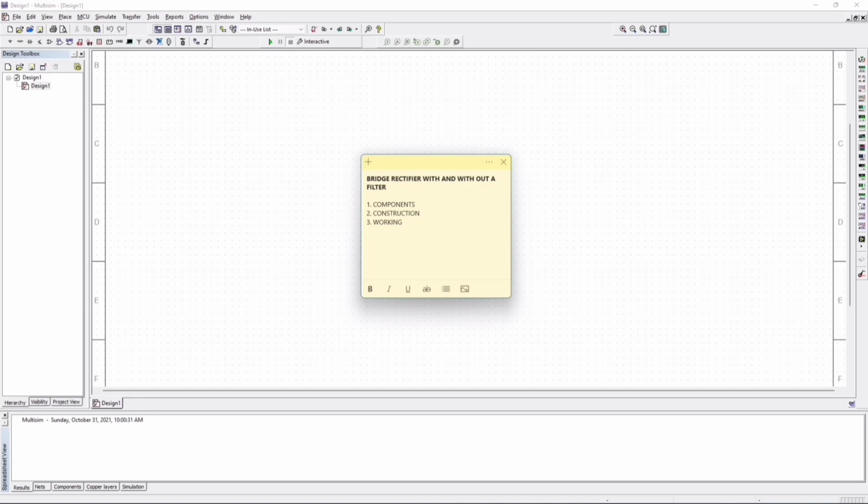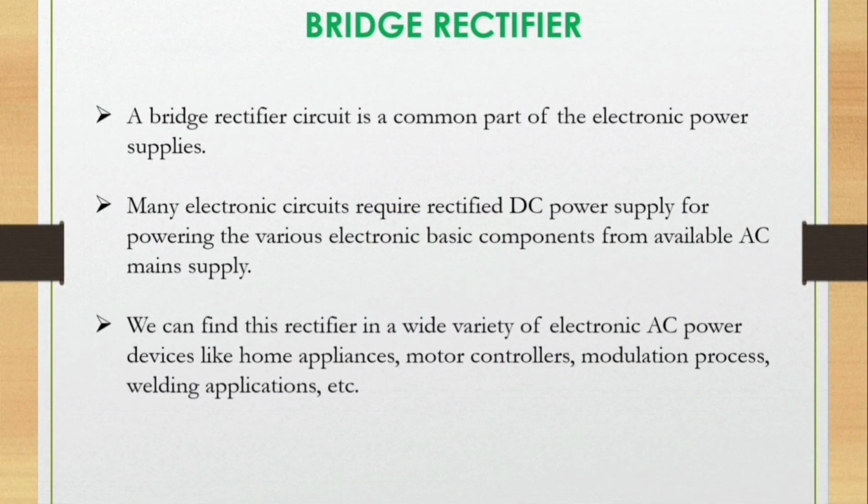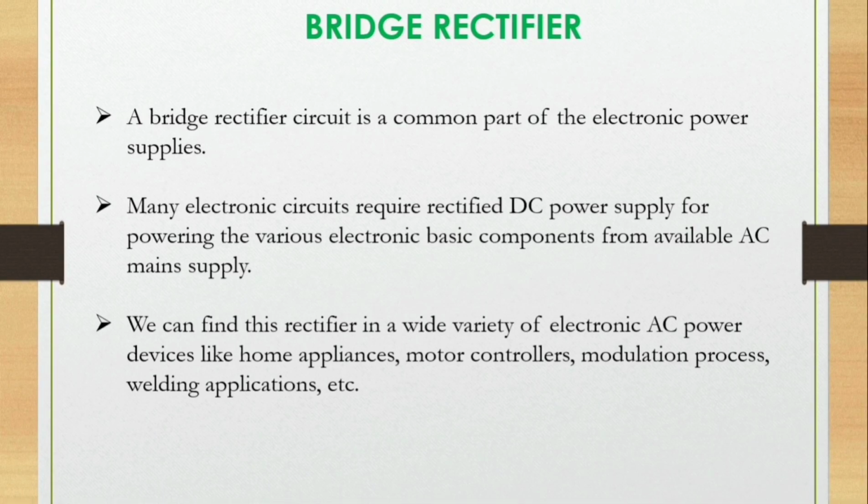Before we start talking about the bridge rectifier, let us understand what a rectifier means. A rectifier is an electronic device that is used to convert AC power to DC power. Among the rectifiers, the bridge rectifier is one of the most efficient rectifier circuits. They are widely used in power supplies that provide necessary DC voltage for the electronic components.